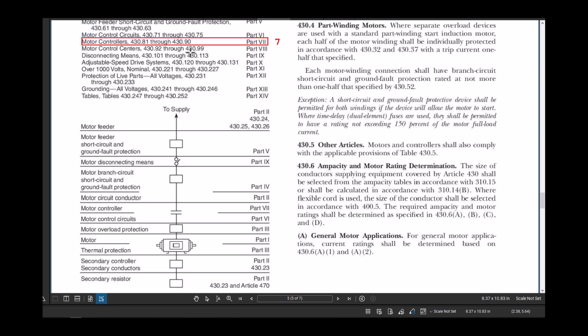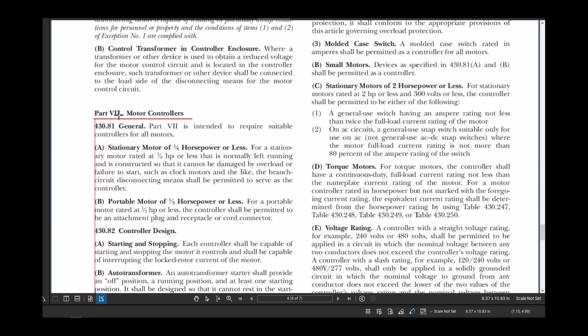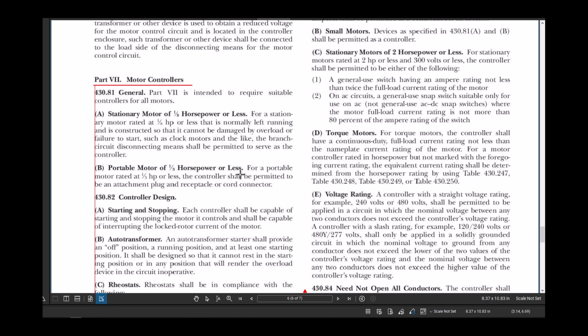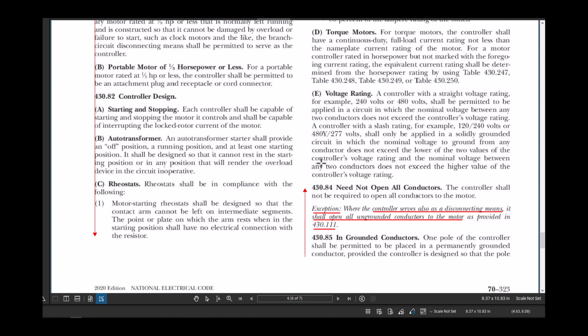Then if we're referring to the picture, we are talking about motor control, which is this piece. Now let's go to 430.81 in the NEC codebook. We are in Part 7, Motor Controllers. When you navigate through to read fast and find the related area, we get to this point, 430.84.